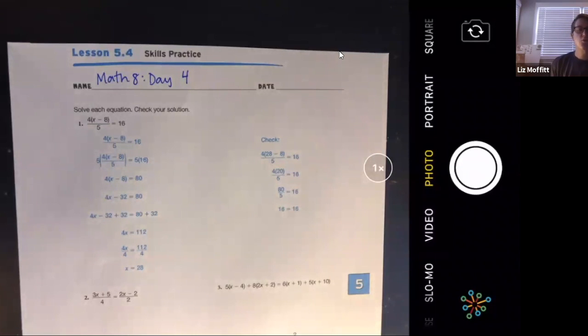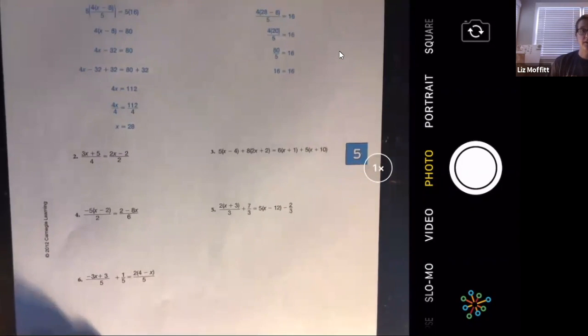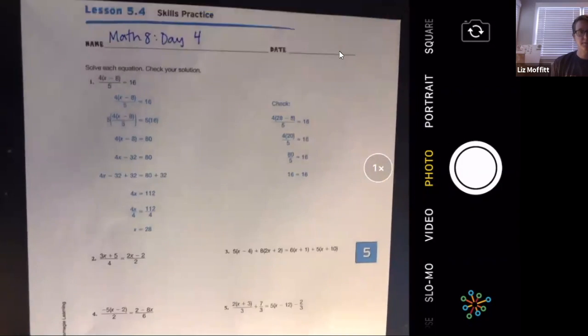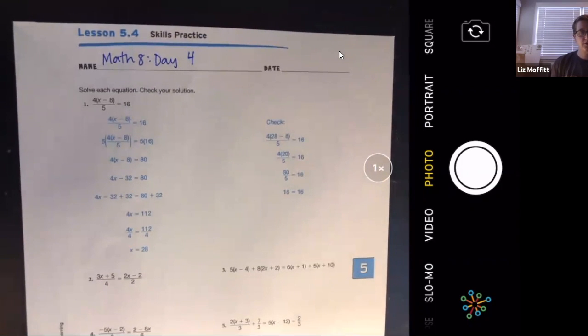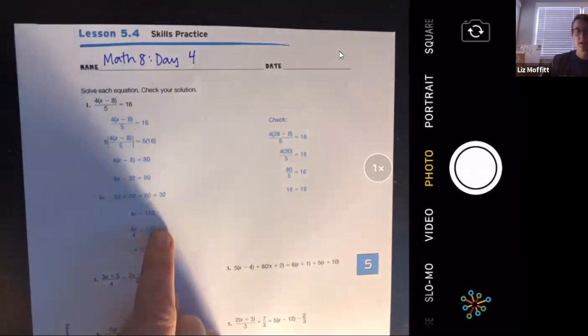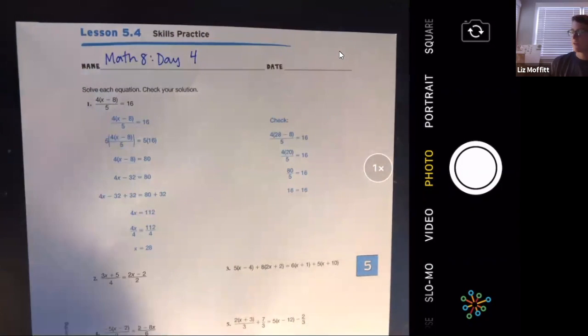In this video, we're going to look at the 8th grade packet, day 4 page. On the day 4 page, we see we have a lot of equations that have a ton of steps for us to solve. So we're going to walk through actually 2 of these together. We're going to review the steps of this problem that's already worked out, problem number 1, and then we're going to go over problem number 5 together.